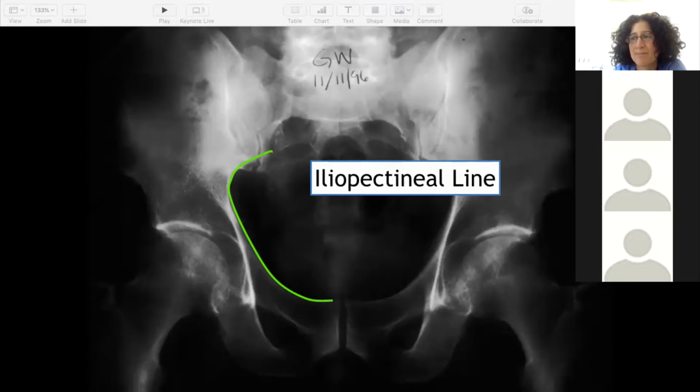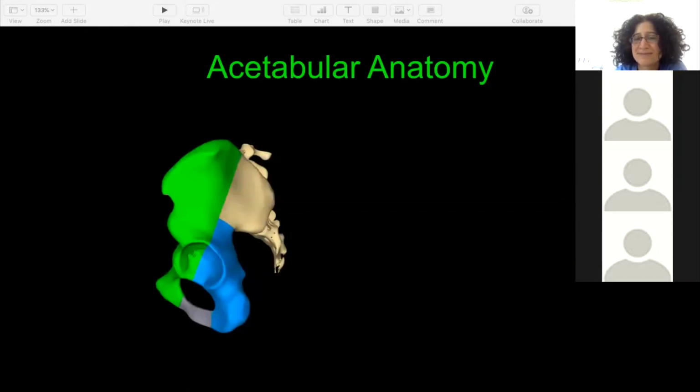But in the context of major trauma, which is what most of these patients are, often we don't have a plain X-ray. We only have a CT scan. But understanding what these lines mean and how the columns and walls relate to each other will help us in our interpretation of the CT, which we're going to do as well.